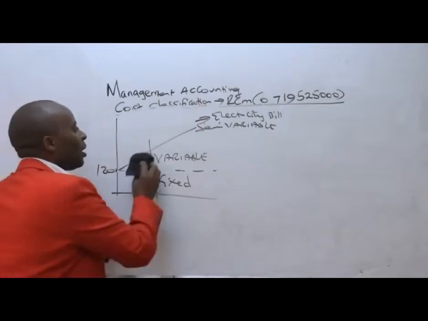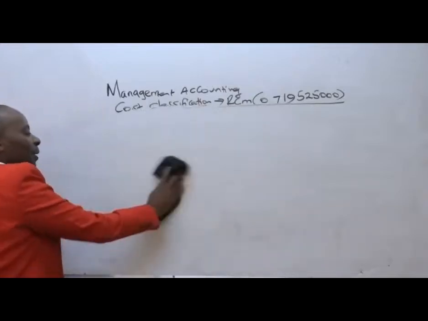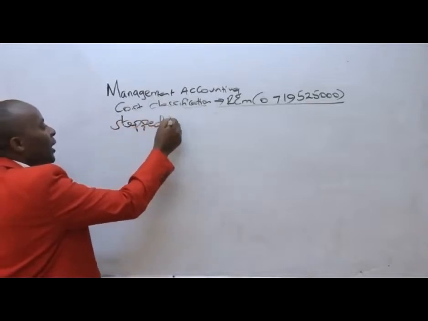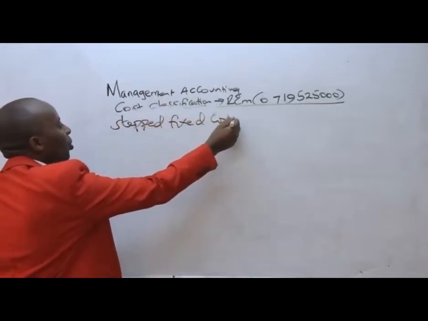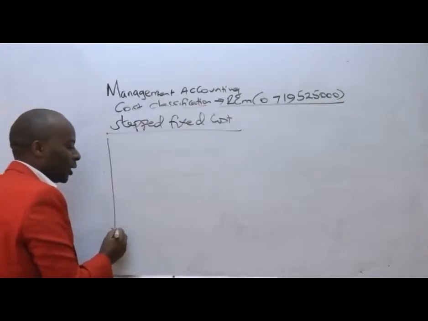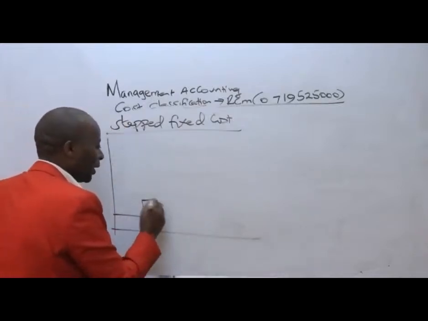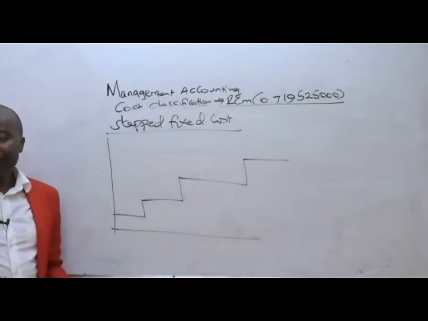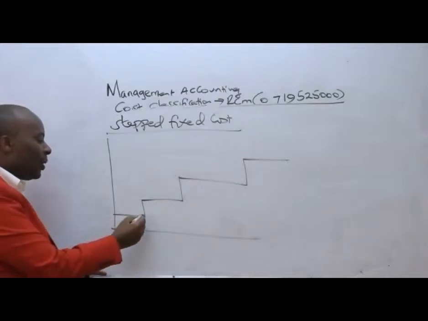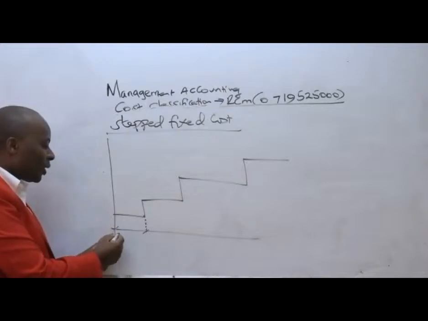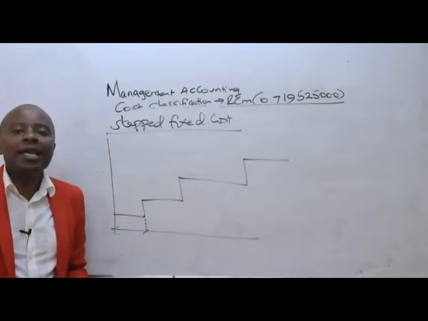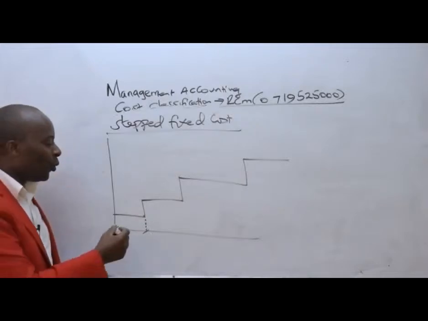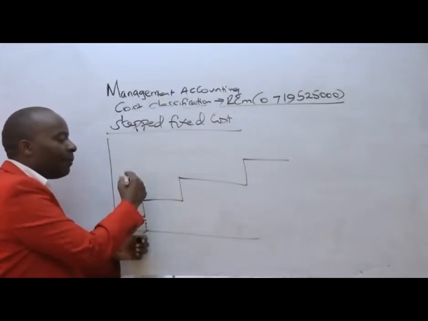And then lastly, we have what we are calling the stepped fixed cost. Stepped fixed costs, as the name suggests, ladies and gentlemen, are those costs that look like staircases, like this. So these are those costs that will remain constant for some range, beyond which they increase in a lump sum manner.